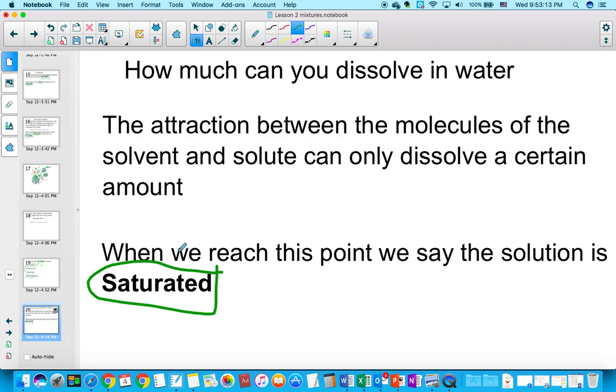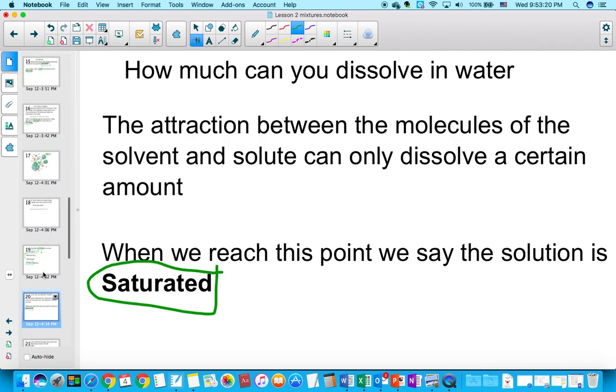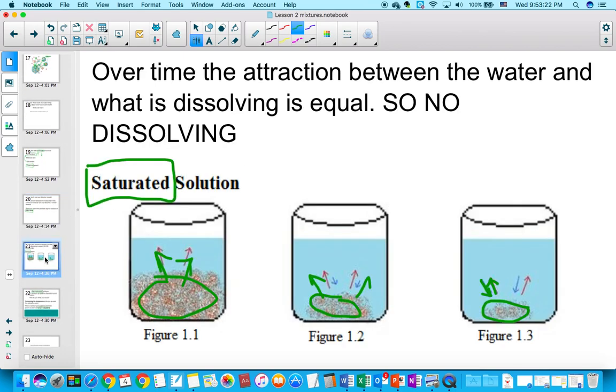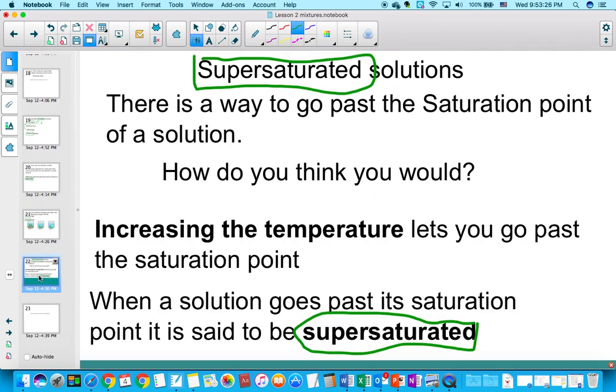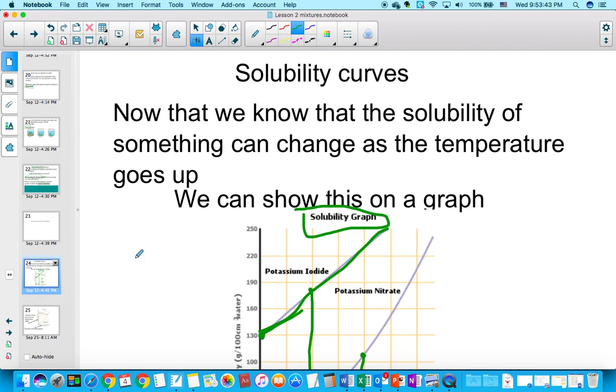You should be able to tell me what saturated means. Saturated means you can't dissolve anymore. There's no more solute that can be added. And you should be able to explain what being saturated is. You should be able to tell me what supersaturated is. You should be able to tell me how to get a solution to be supersaturated by increasing temperature, because this increases the movement of the molecules. Not super important, but still important.